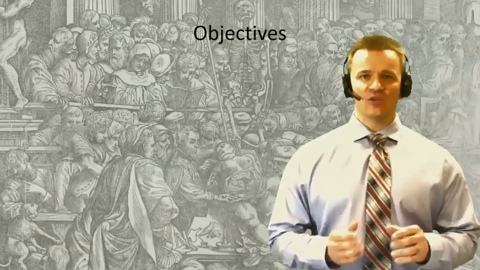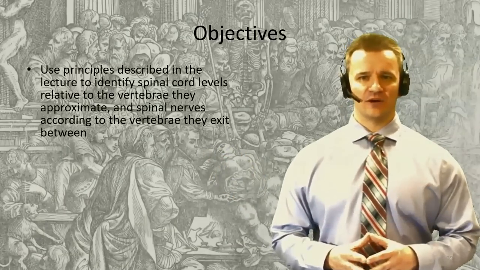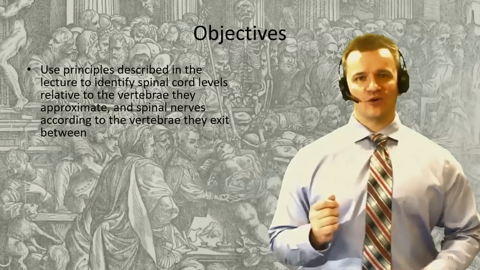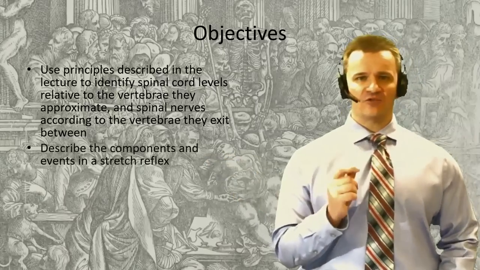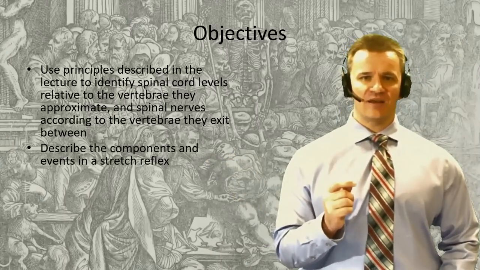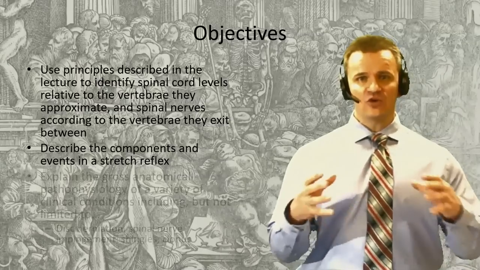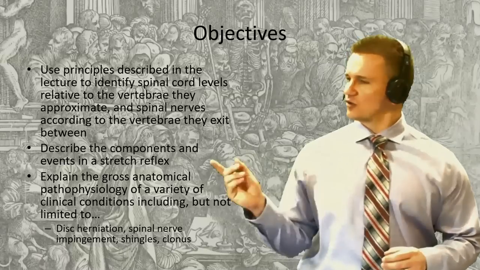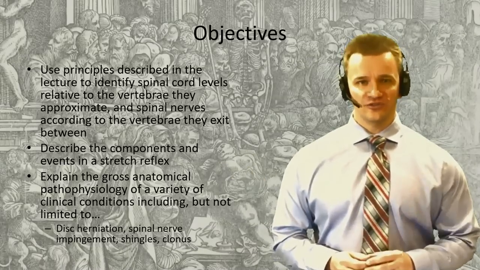In this session, we'll introduce a style of nomenclature similar to what we use for naming the vertebrae to identify the regions of the spinal cord and differentiate spinal nerves. We'll also take a closer look at macroscopic and microscopic anatomy to explore the principles behind the stretch reflex. These two concepts combined allow us to explore some pretty important clinical concepts, which we'll conclude this session with.